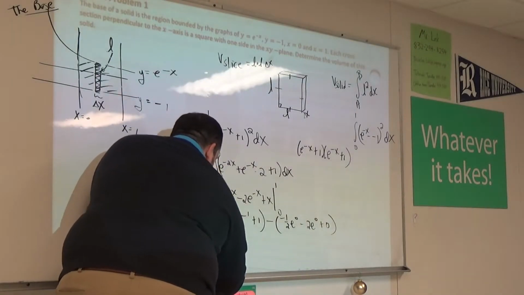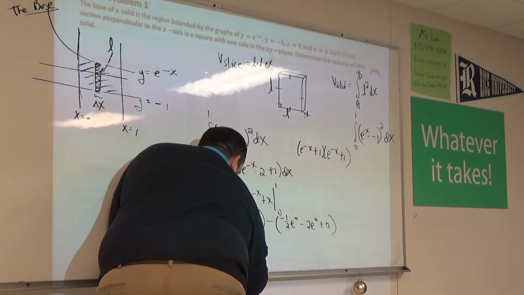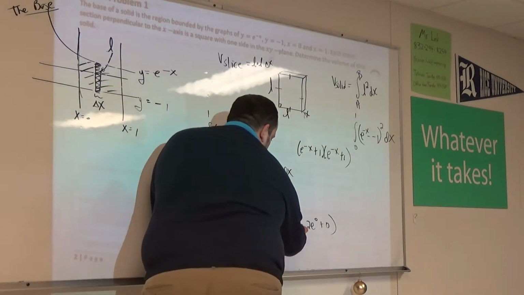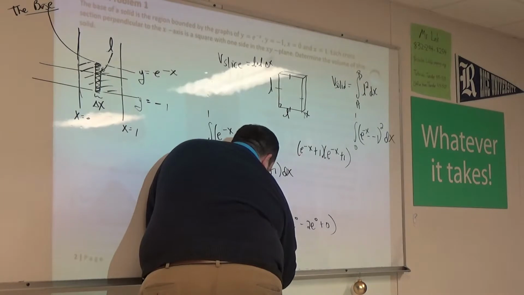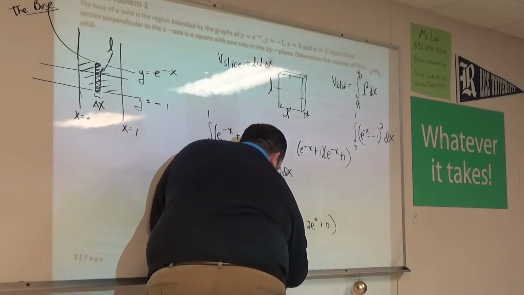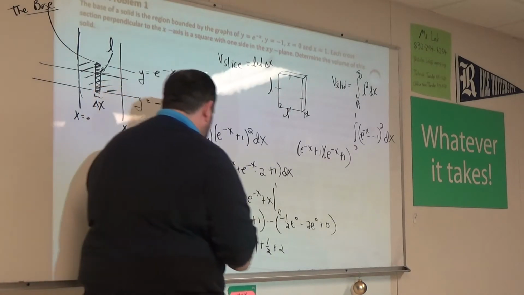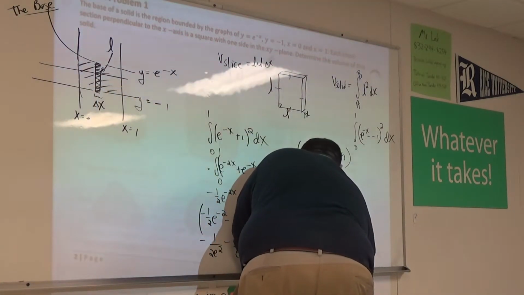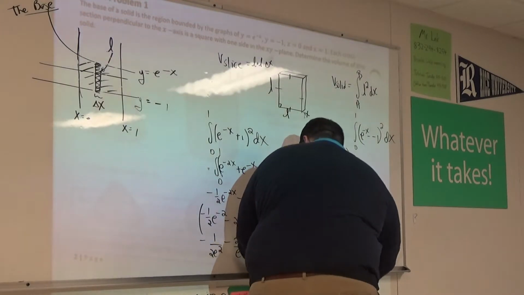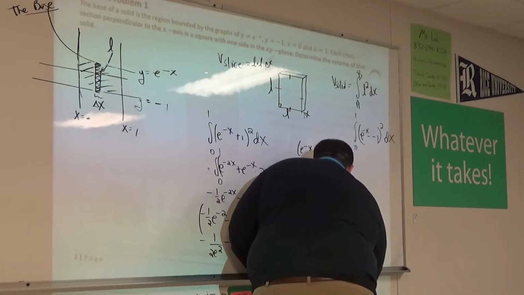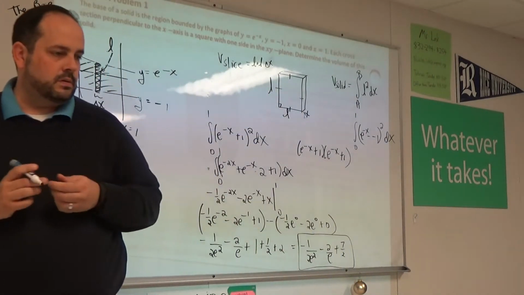So negative 1 over 2e squared minus 2 over e plus 1. Negative a half, it looks like plus a half. Negative 2 times that negative makes that plus 2. I think negative 1 over 2e squared minus 2 over e plus 7 over 2.